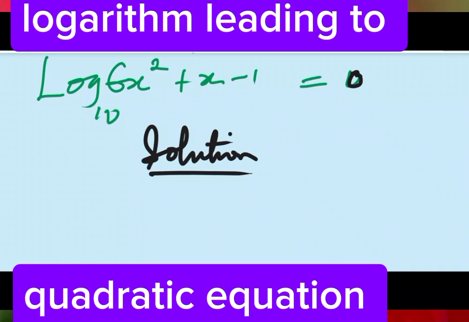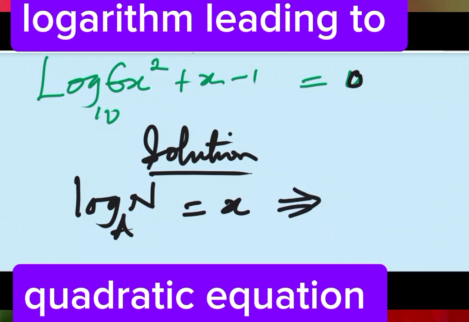We know that from the definition of logarithm, log n base a equals x implies what? It implies a raised to power x is equal to n.